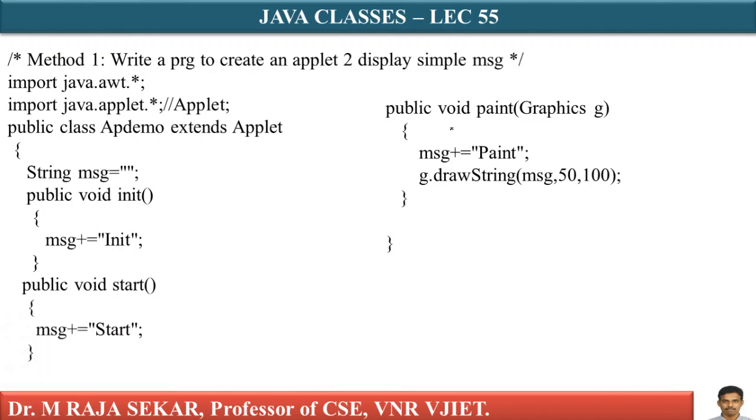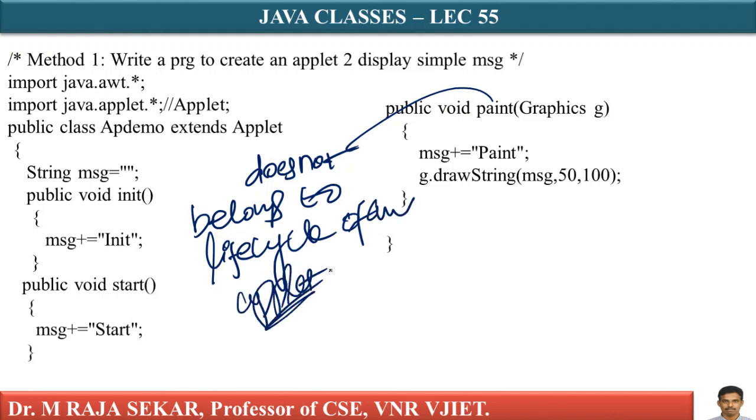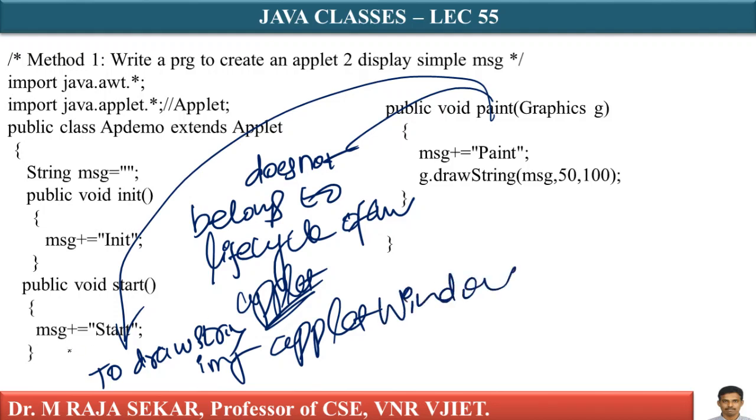Public void paint. We already discussed that paint belongs to the life cycle of an applet. But we need it often. What is the purpose of this paint method? To draw strings. If you want to draw strings, if you want to keep some images on the applet window, if you want to keep something on the applet window, I need this paint method.